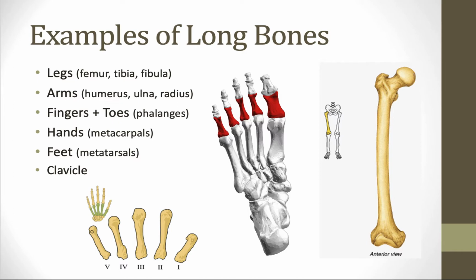And so you can see here that some of these long bones are very large. Other long bones are small. And even if they're small, they can still be long bones if they're longer than they are wide. So you can see even these phalanges, the little tiny toe bones, are longer than they are wide, and that's what makes them long bones.